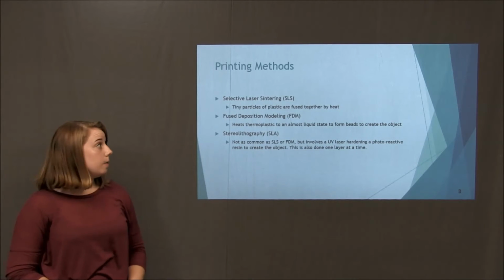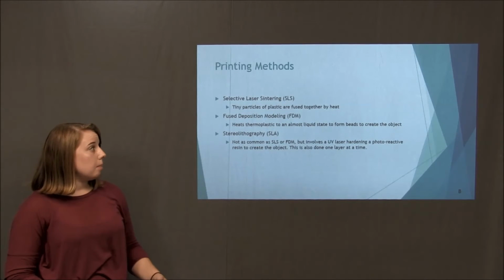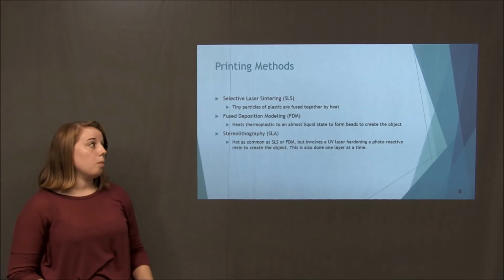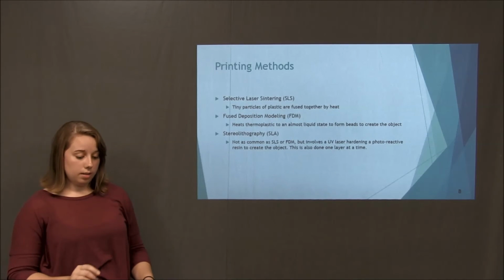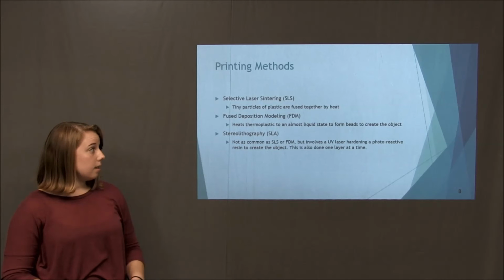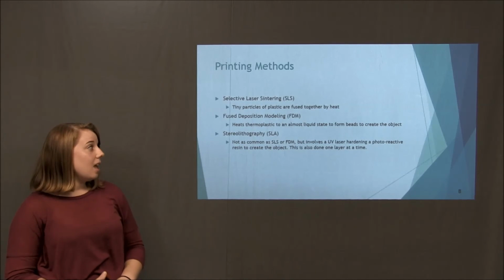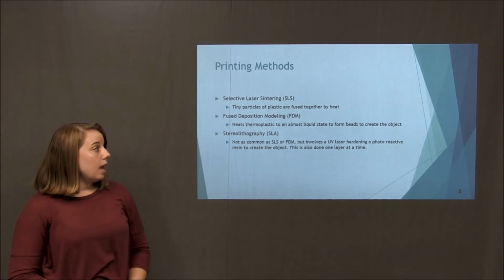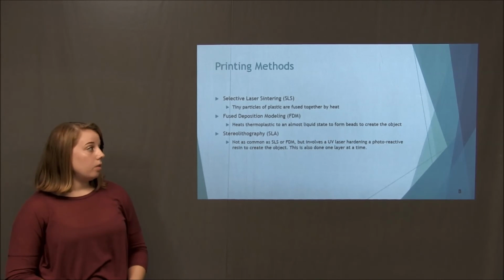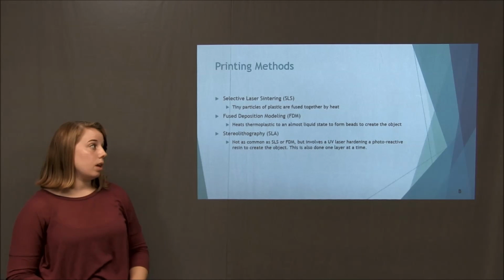The second one is fused deposition modeling, FDM, and that is the same thing, but it's taking thermoplastic to an almost liquid state and putting the beads together instead of doing thin strings of plastic. And the third one is stereolithography, which is SLA. This isn't as common as the other ones because it takes a lot more technology, and it is a UV laser using a hardening photoresin to create the object, and that is also done layer by layer.